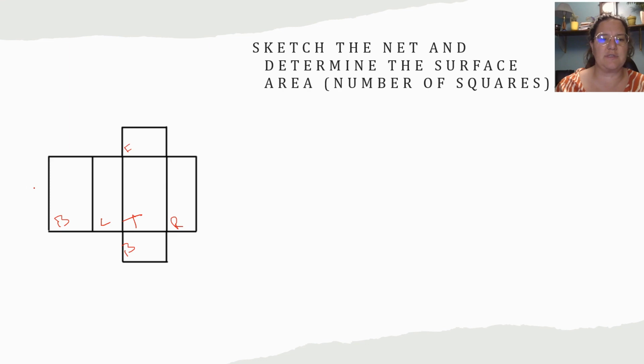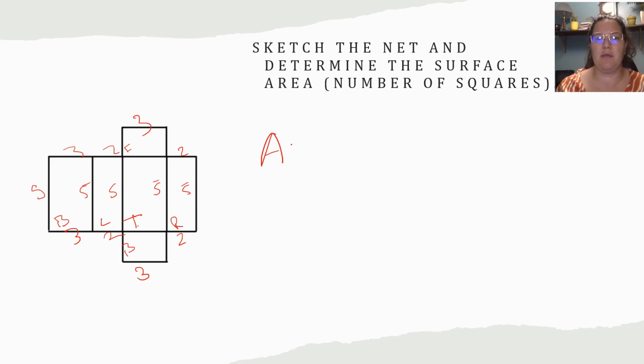So our long edges here are 5 centimeters. Okay. Our little short ones there are 2 centimeters. Our medium length ones here are 3. And those are the different shapes that we have. So if we look at our bottom and our top, they are the same size. They both are 5 by 3.